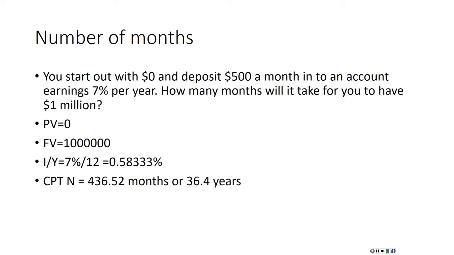You start out with 0 and deposit $500 a month into an account, earning 7% per year. How many months will it take for you to have $1 million? The present value we set is equal to 0. The future value we set at 1 million. The interest rate we set at 7% divided by 12, because these are monthly deposits, for 0.58333% per month. We compute n, and this is 436.52 months, or 36.4 years.